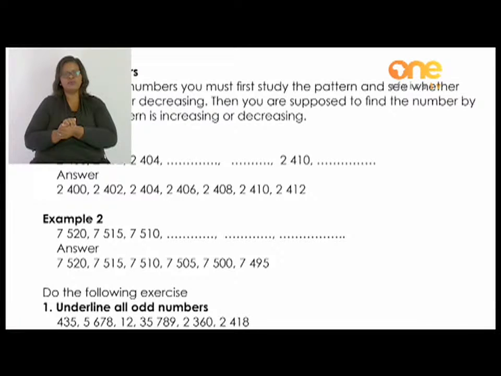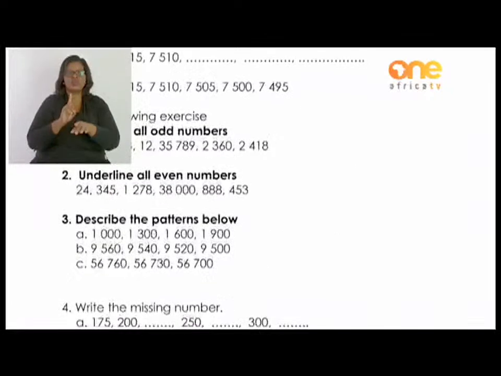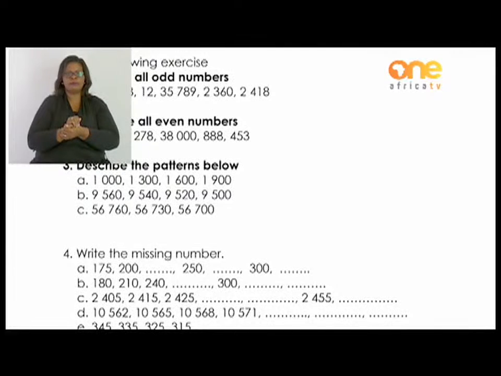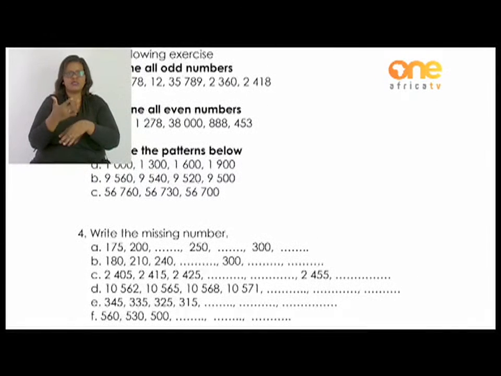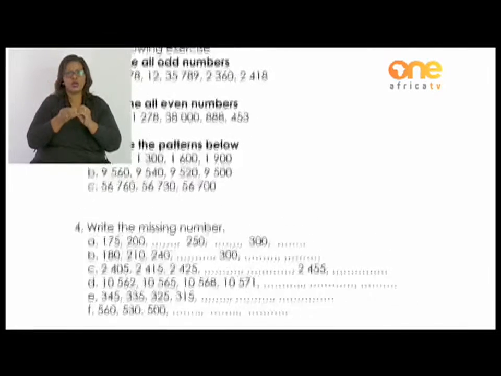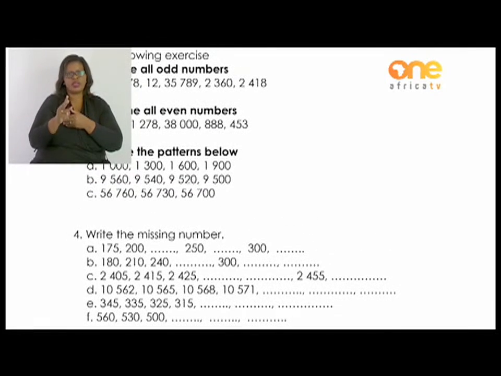So for your activity, the first one, you are supposed to underline odd numbers, like what we did on the chalkboard. I can identify one for you, then you do the rest on your own on number 1. Remember, when you are dealing with odd numbers, you are supposed to work with the numbers which are ending with 1, 3, 5, 7, and 9. So all the numbers which are not ending with those ones are not odd numbers. So 435, the rest on your own.